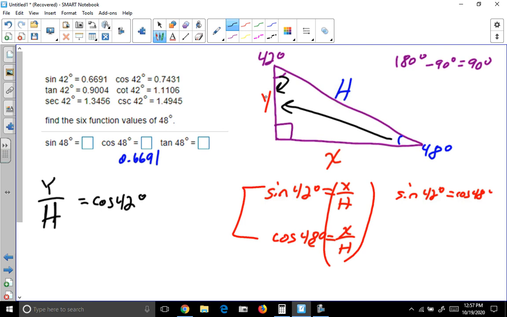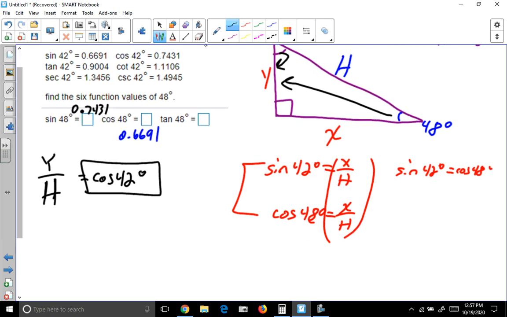From 48, this is opposite, and that's hypotenuse. From 42 degrees, the same sides are adjacent and hypotenuse. So sine of 48, same as cosine 42, which is 0.7431.